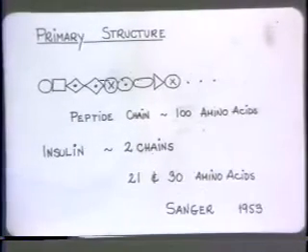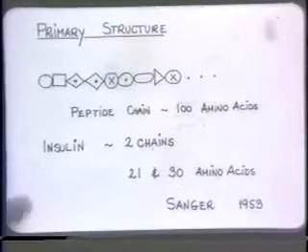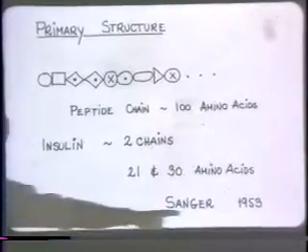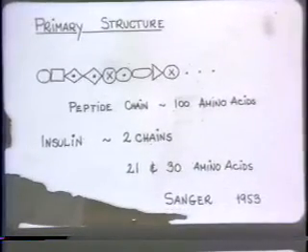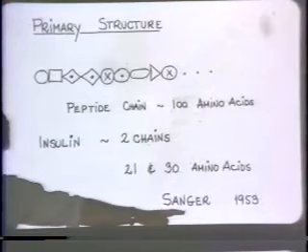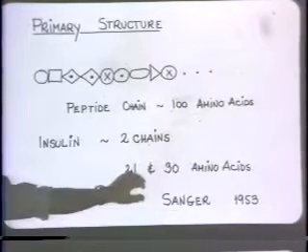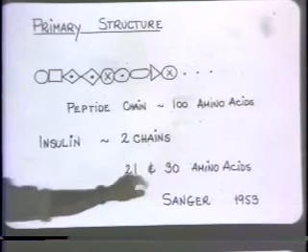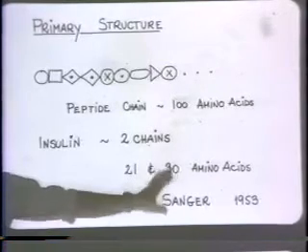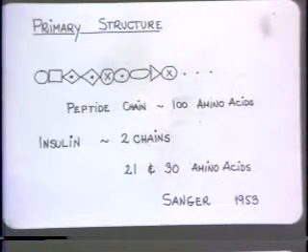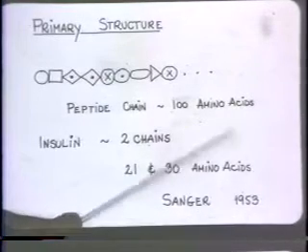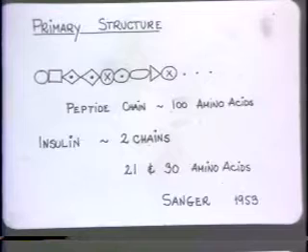You can do that chemically, and it was first done for insulin by no other than Sanger, who did the DNA molecule I just showed you. He did that back in 1953. Insulin, of course, is a small molecule. It has two chains, one with 21, one with 30 amino acids in it, and he established uniquely what the primary structure of insulin was.